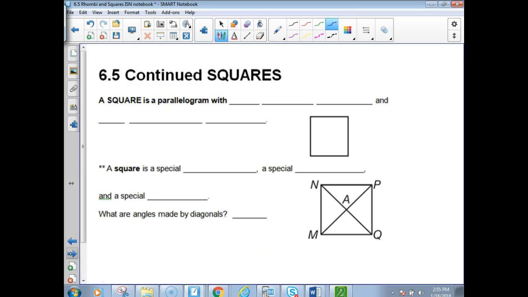This is 6.5. Yep, 6.5 is on rhombuses and squares. All right, so 6.5 continued. We're talking about squares now. A square is a quadrilateral, but it's a special parallelogram with 4 right angles and 4 congruent sides.